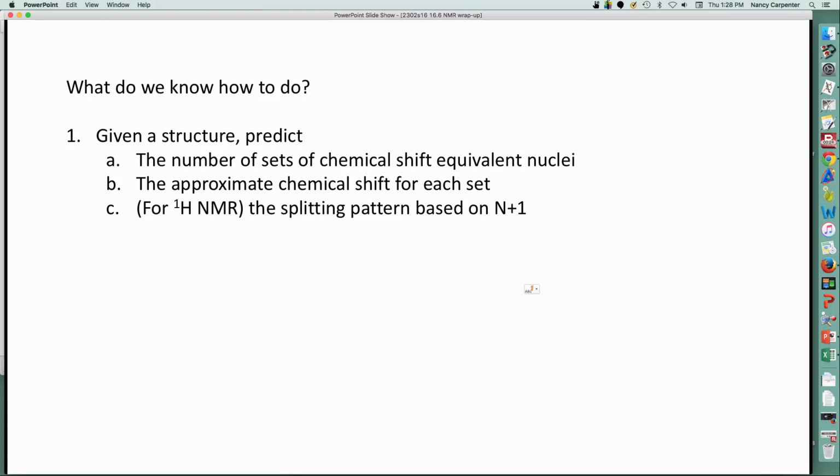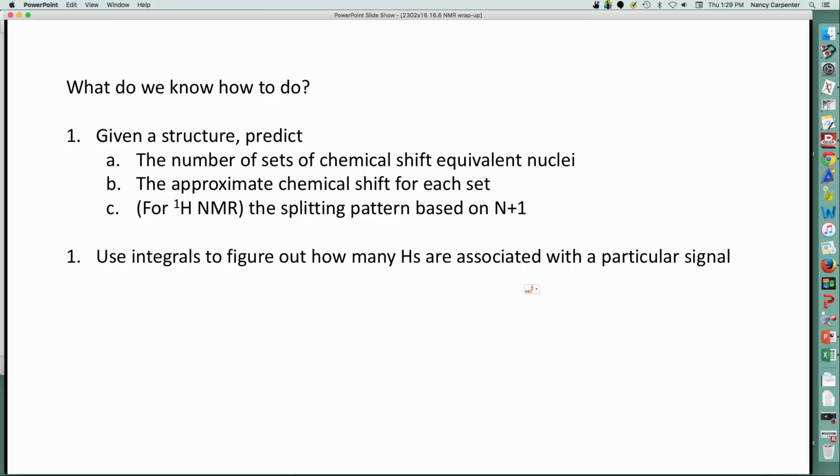Basically, we can look at it two ways. If I have a structure that I'm looking at in front of me, I can predict the number of sets of chemical shift equivalent nuclei, aka homotopic nuclei. I can use my correlation chart to predict the approximate chemical shift for each set. And then for proton NMR, this is all proton NMR, look at the splitting pattern that I would predict for each of those sets of hydrogens based on the n+1 rule.